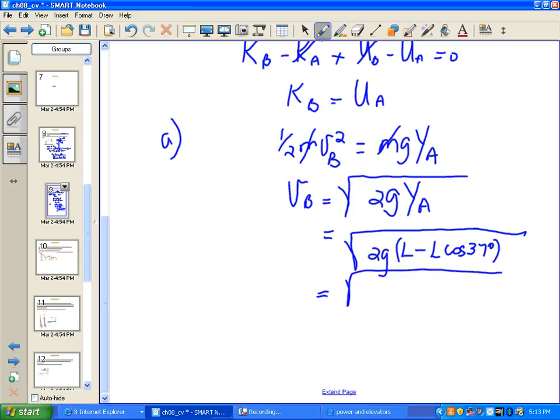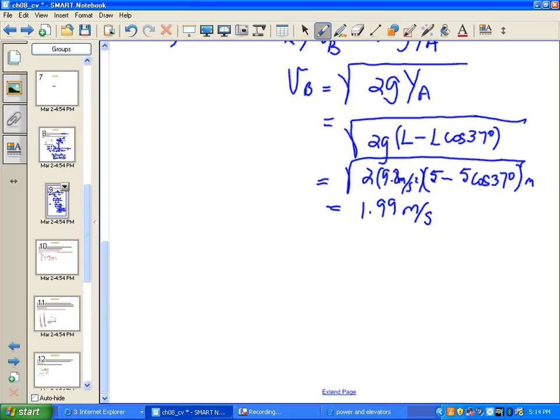So we've got 2 times 9.8 meters per second squared times 5 minus 5 cosine of 37 degrees, of course the unit being the meter. This gives us a value of vB, which is equal to 1.99 meters per second. Now, let's proceed to part B. Part B says when it is at the lowest position, what is the centripetal acceleration of the ball?